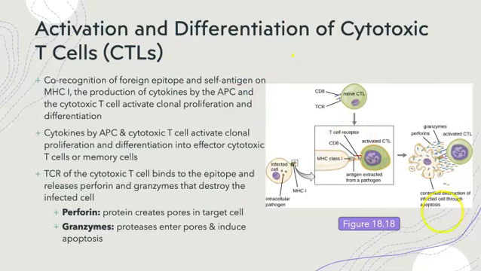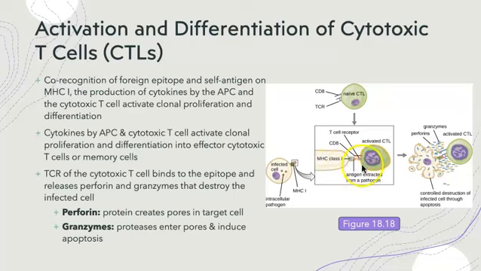I'm losing my mouse here, sorry. There we go, our CD8 molecule instead of CD4. So we have that co-recognition taking place of the foreign epitope or antigen on the MHC class 1 molecule. And that, of course, is attaching to our T cell receptor. And then we've got the CD8 molecule attaching to the outside of the class 1 molecule.